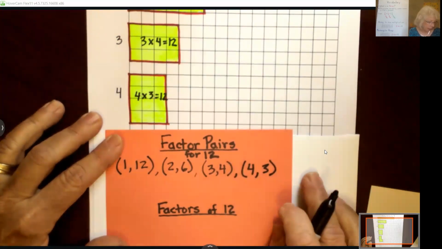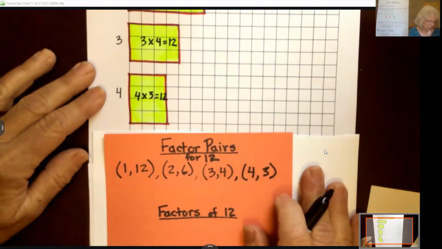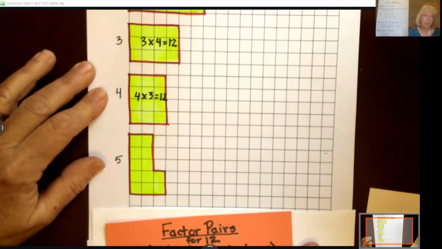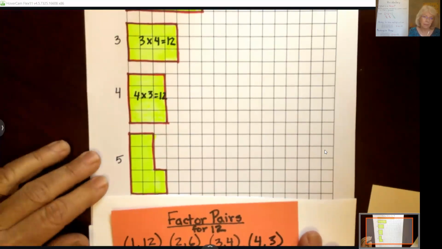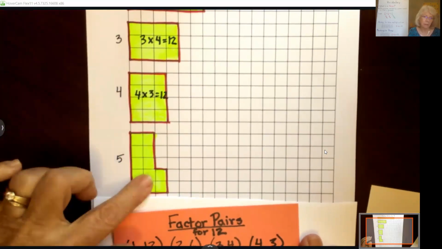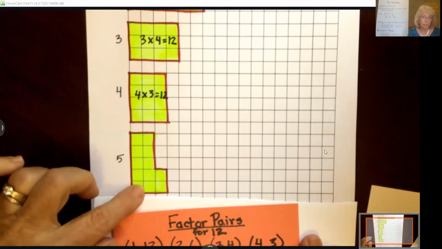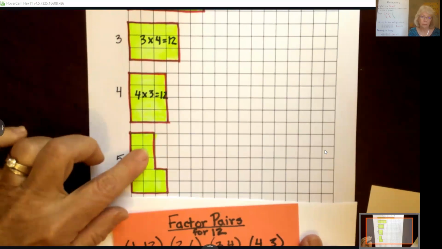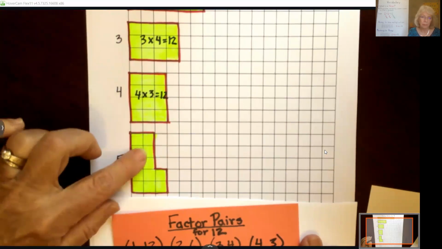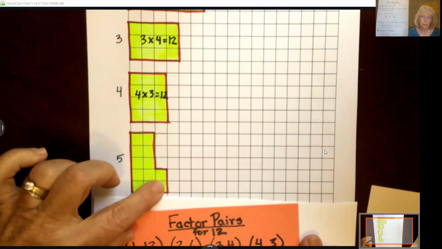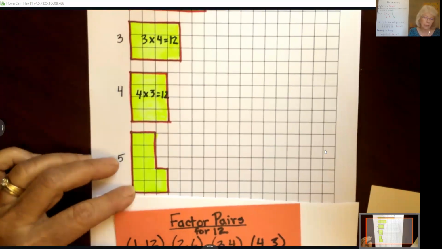Now let's try 5. That's the next number in counting order, and see if that works. Uh-oh, look what happens. I do not have a perfect rectangle. So this does not show us a multiplication problem. This shows us 12 squares, but we have 2 rows of 5 and then 2 left over. So we don't get to use that one.